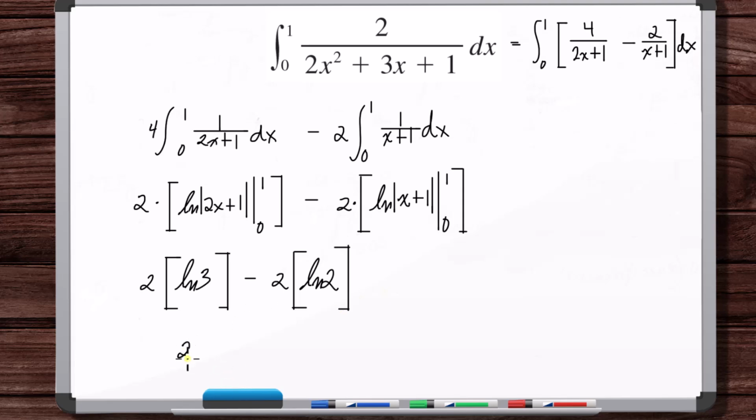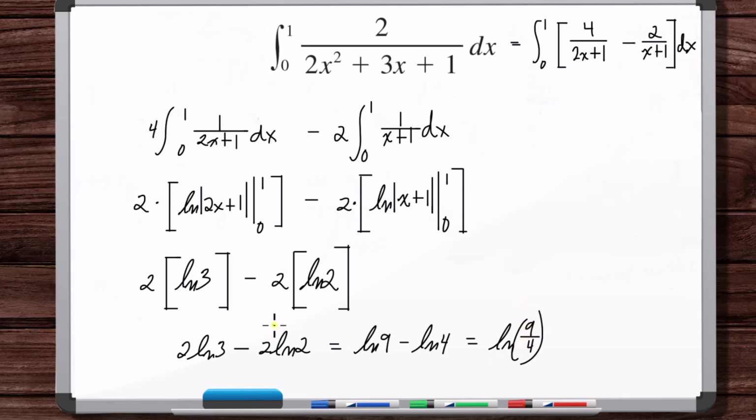Okay, so 2 natural log of 3 minus 2 natural log of 2. We can look to simplify this a little bit more. We can bring the 2 into the inside of the natural log. So we have 3 squared, so natural log of 9, minus 2 natural log of 2 is natural log of 4.